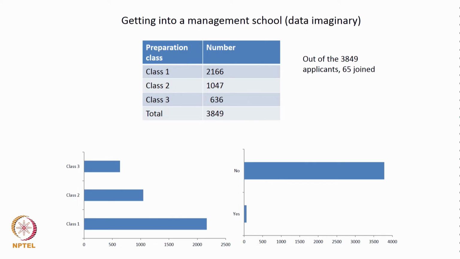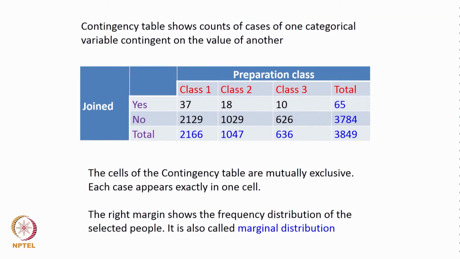So, 2,166 people went to class 1, 1,047 to class 2 and 636 to class 3. The bar chart shows that class 1 has 2,166 and so on. We also have the case where, out of this 3,849, no, which means people could not or did not join, was 3,849 less 65, and those who joined, which is the small bar here that says yes, are the people who actually joined.